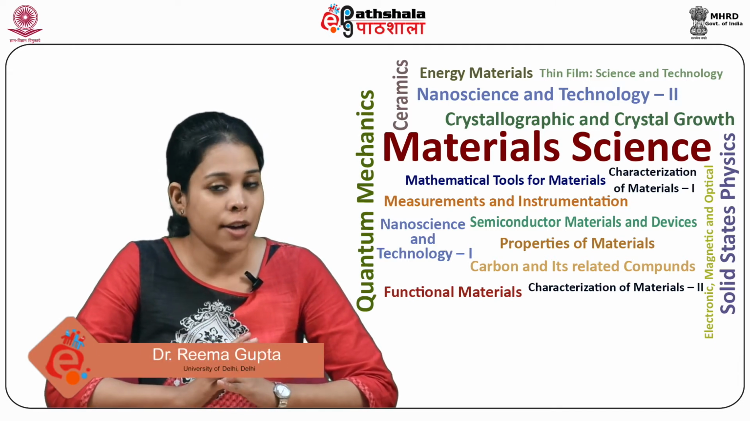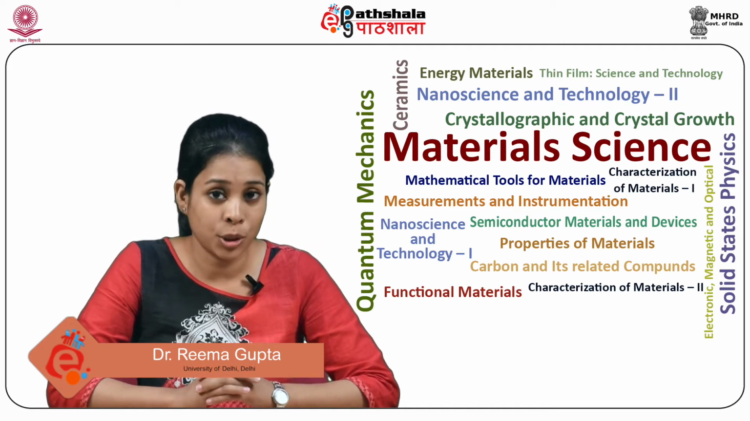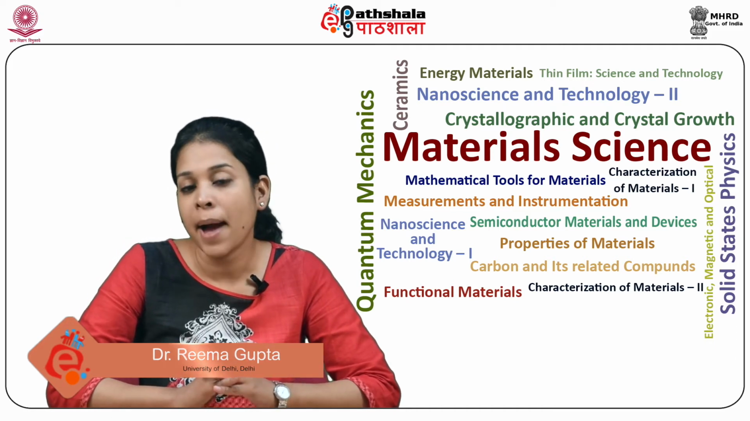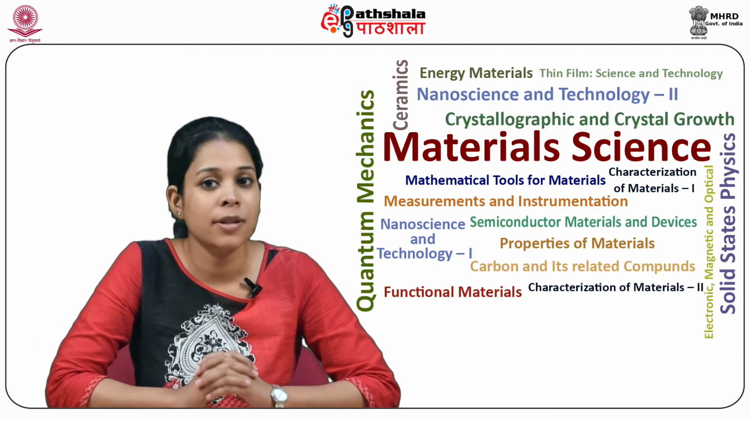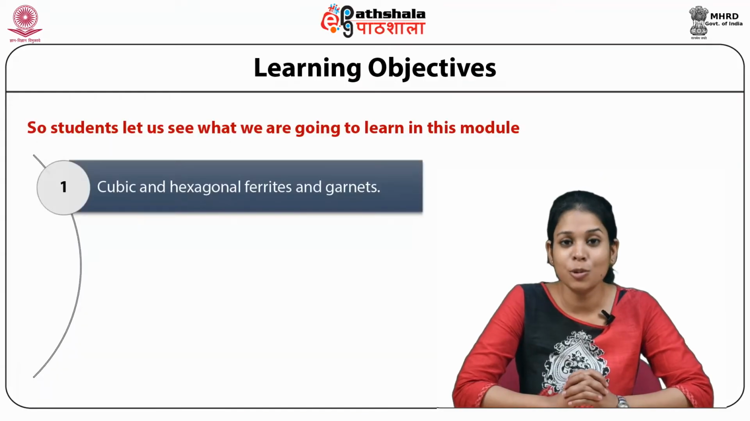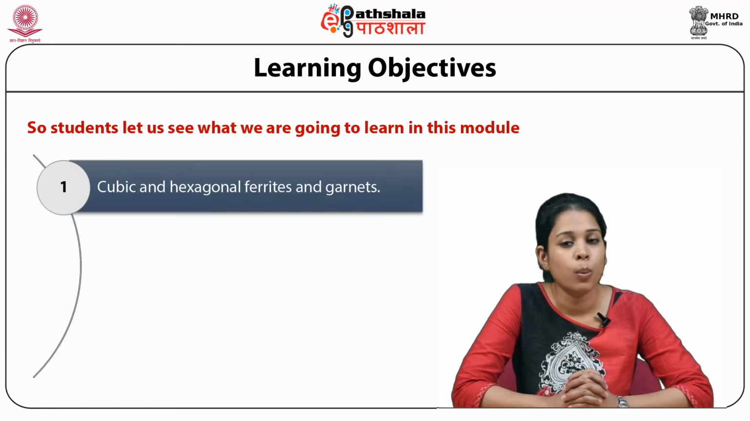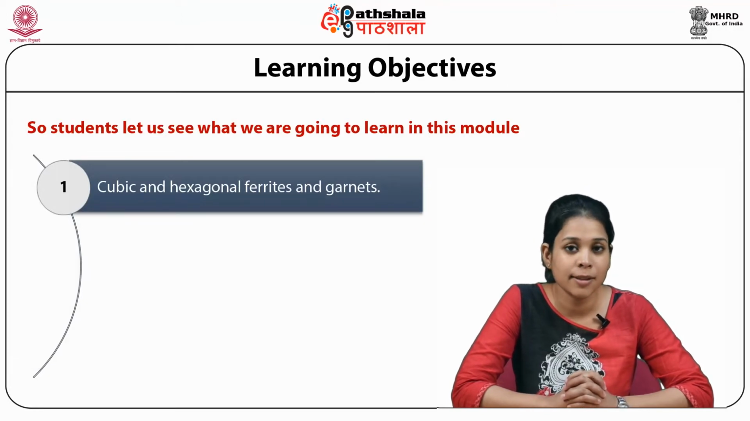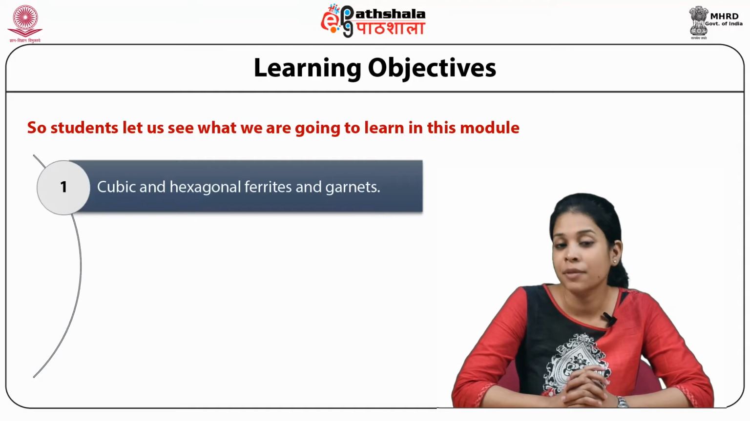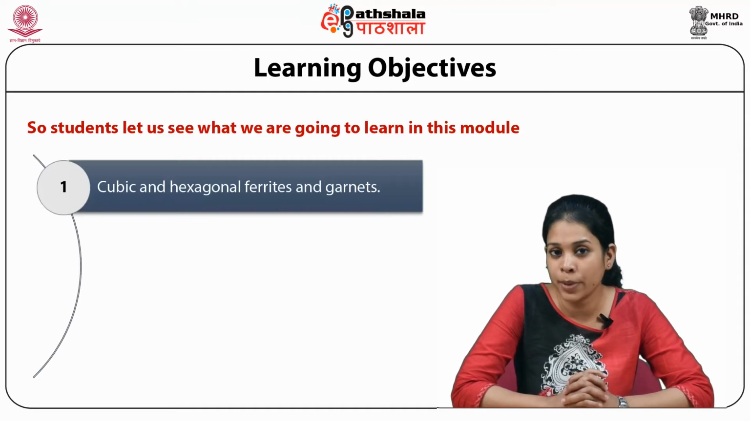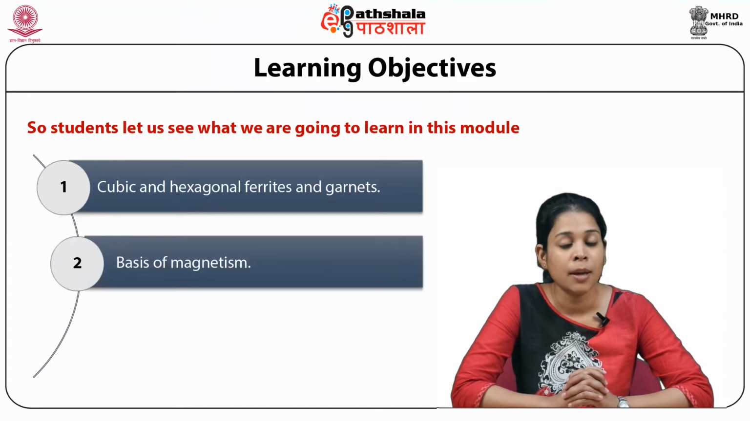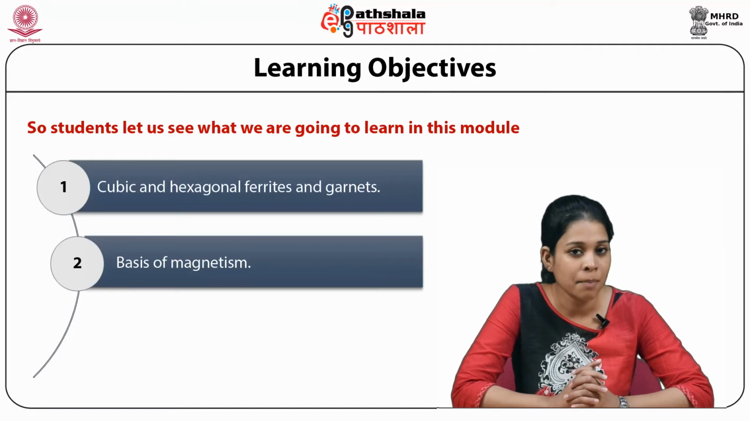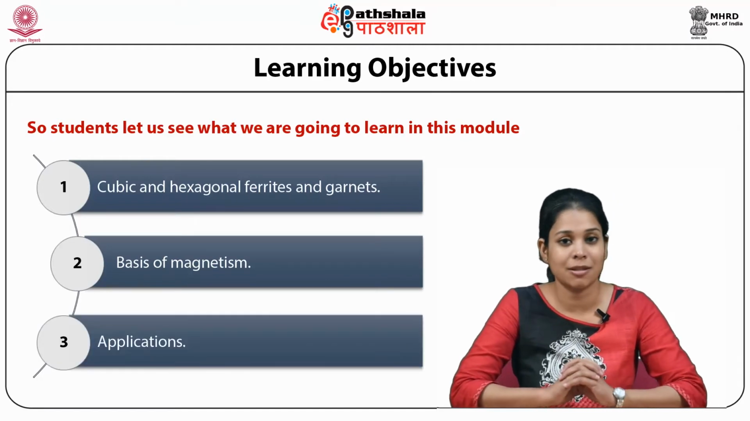So today we are going to discuss the module Electrical and Magnetic Properties Part 10, and it is from the paper Ceramics. So students, let us see what we are going to learn in this module. We will be talking about cubic and hexagonal ferrites and garnets. Then we will be discussing the basis of magnetism and their applications.